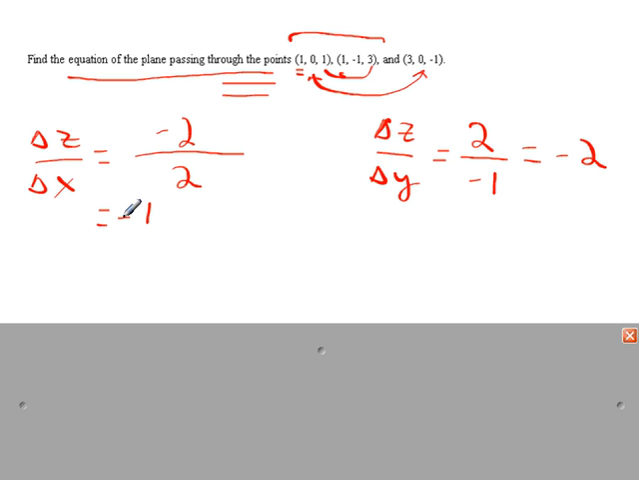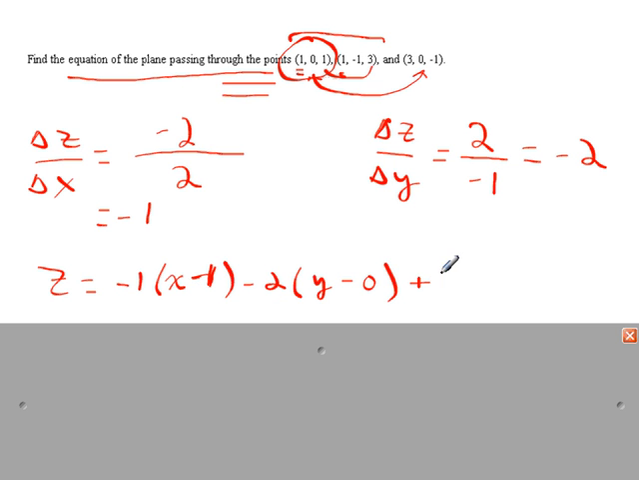So now that I have my slopes, let's use the first point, and we can get an equation for z. We get z equals -1(x minus 1) minus 2(y minus 0), and then plus 1.